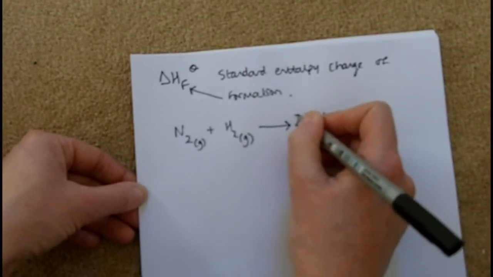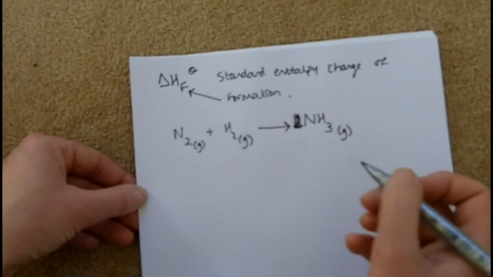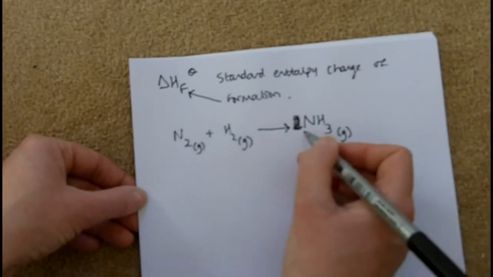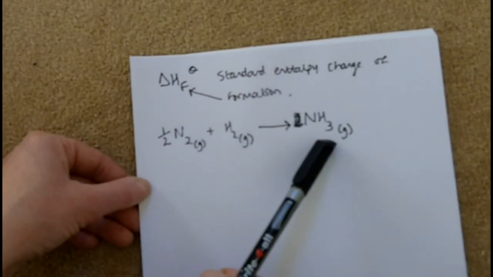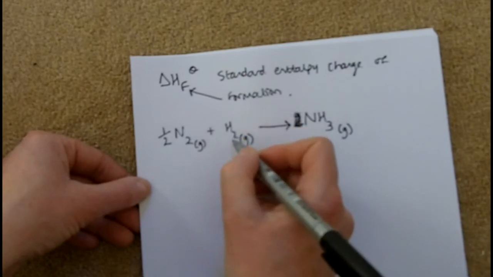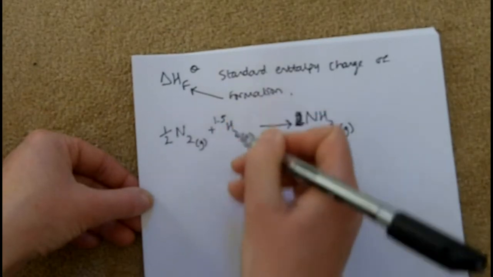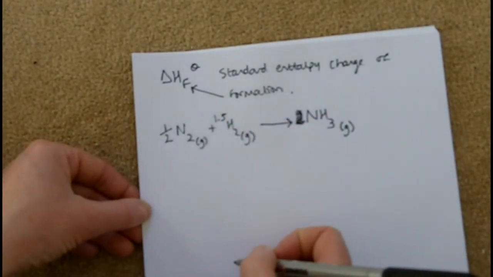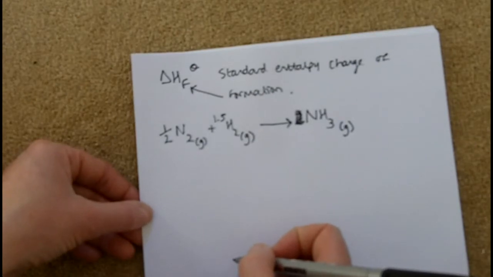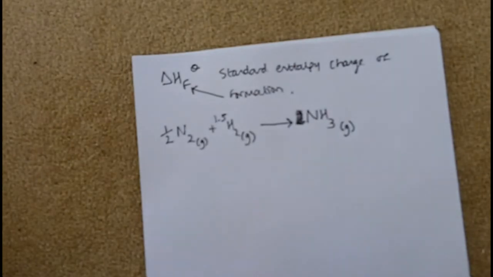You cannot put a 2 there, because the definition is formation of 1 mole of a compound. So instead you've got to put a half there. And then we need 3 hydrogens. So we're going to need 1.5 there, because 1.5 times 2 will give us 3. Okay, and that's the standard enthalpy change of formation. So it's just giving a special name to an equation.